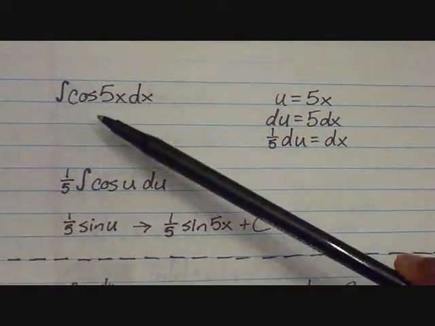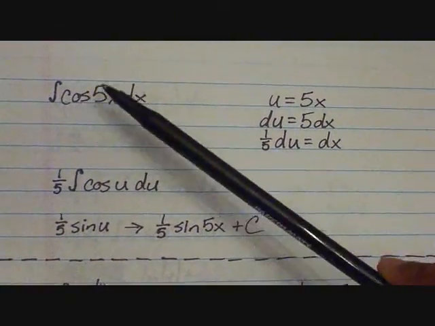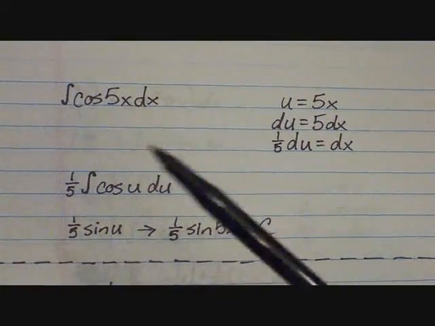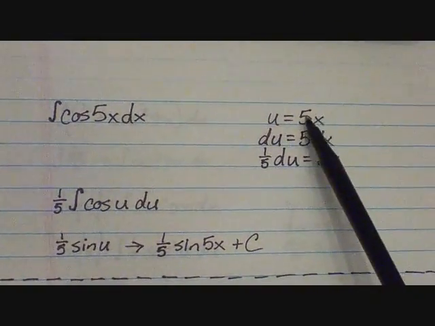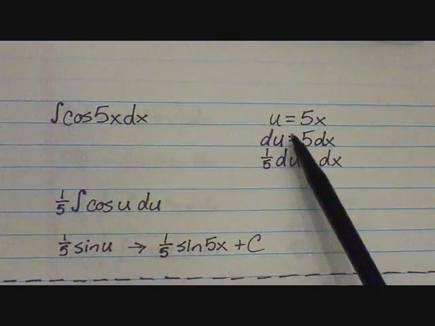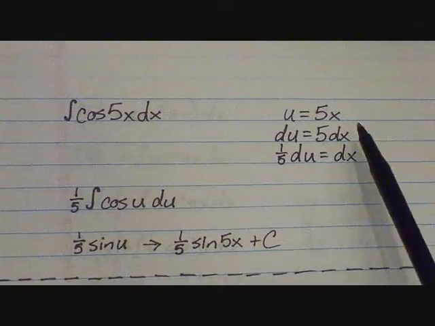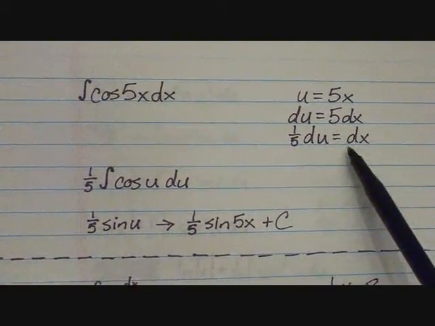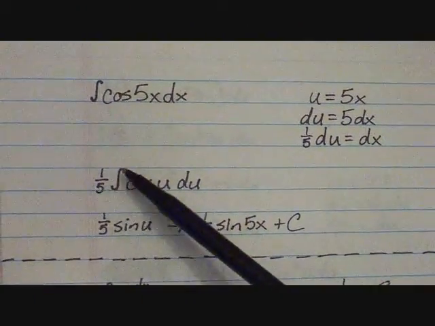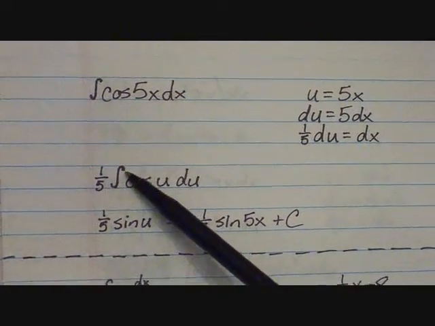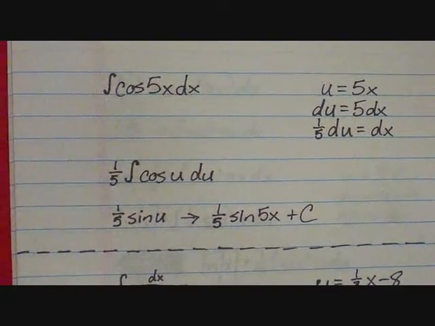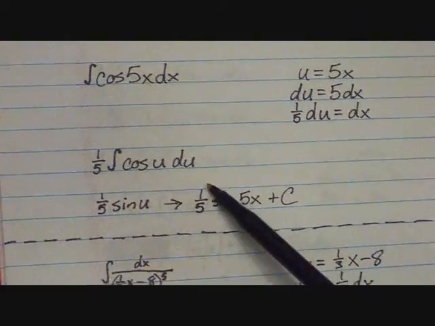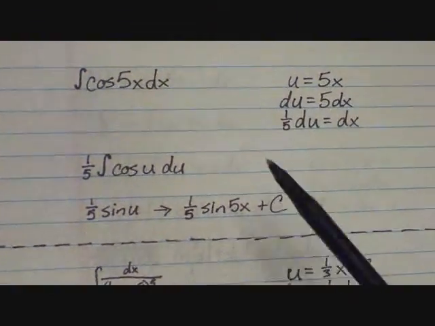So, we had to evaluate the integral of cosine 5x dx. Because 5x is inside of cosine, we made it our u. By taking the derivative, we get du equals 5 dx, which then turns into 1/5 du equals dx. Once we have done our substitution, we pull 1/5 through the integral, which gives us 1/5 times the integral of cosine u du. We simplify that down to 1/5 sine u, which then changes into 1/5 sine 5x plus c.